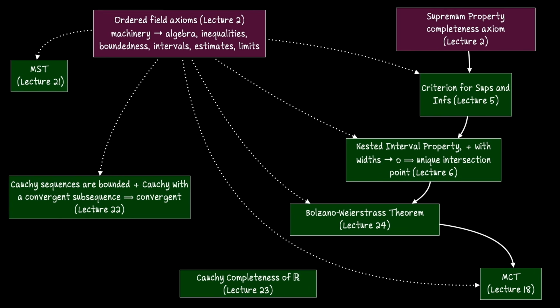So then here's what I want you to do. Fix epsilon greater than 0. Since a subsequence converges to some limit L, there's a threshold out there beyond which all subsequence terms are within distance epsilon of the limit. Can you use monotonicity to argue that actually all sequence terms beyond that threshold are also within distance epsilon of the limit? If you can, then you prove that the overall sequence also converges to the same limit. So the MCT could be shown as a corollary of Bolzano-Weierstrass.